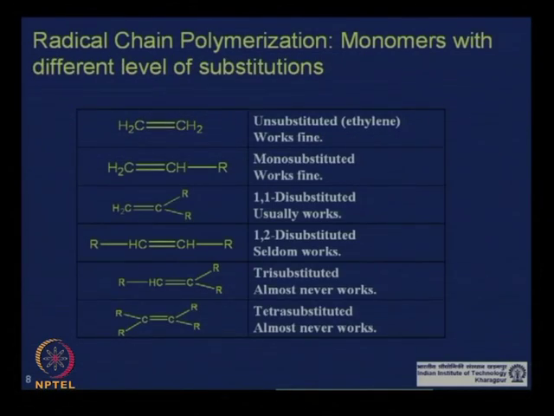So, if I want to summarize just the plain structure in terms of substitutions, if you have no substitution, it works fine in radical. If you have mono-substituted, it works fine, except the case where it is CH3 for propylene, we will come back to why it is so. And if you have disubstitution in a single carbon, and unless they are bulky, it usually works. If they are very bulky, then because of steric reasons, they do not work. And if you go for more and more substitution, the reactions become more and more difficult. This is very difficult, and these two, trisubstituted and tetrasubstituted, almost never work in a radical polymerization.